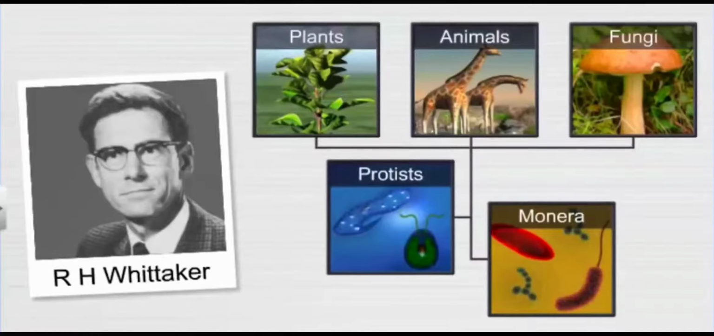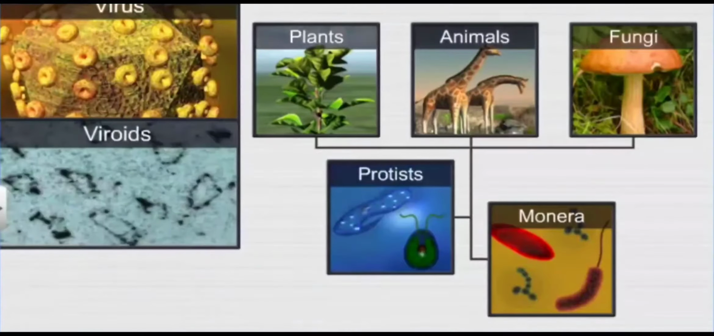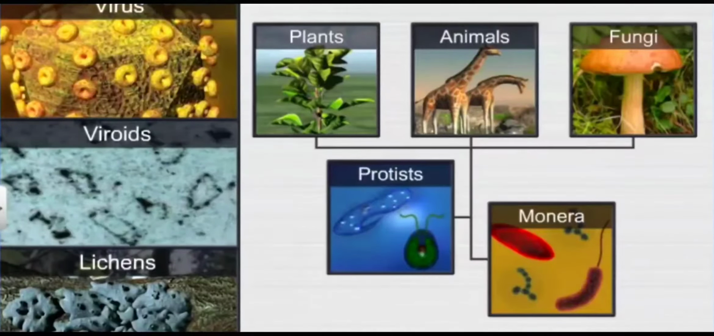So R.H. Whittaker divided the complete biodiversity into these 5 kingdoms. But there are certain drawbacks as well. Some organisms like viruses, viroids and lichens were not included in these 5 kingdoms. So let us study a little detail about these organisms.